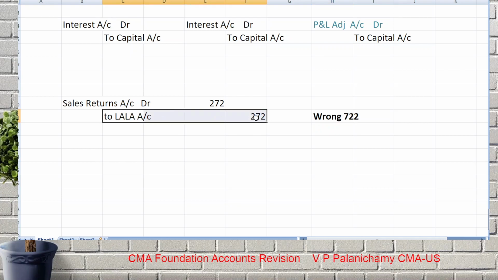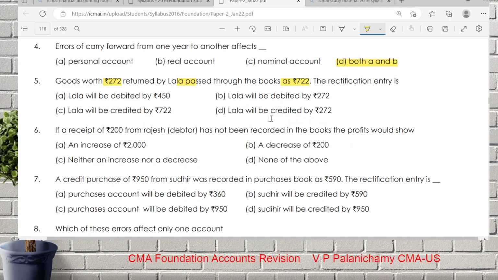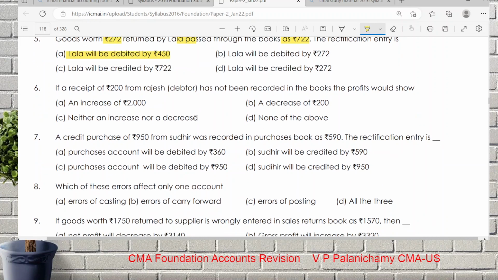What should have been credited? So excess credit. Excess credit. How much excess credit is there? 450. It should be debited. 450 should be debited. Lala account will be debited with how much? 450. Lala account will be debited with how much? 450. Excess credit debit பண்ணோம்.